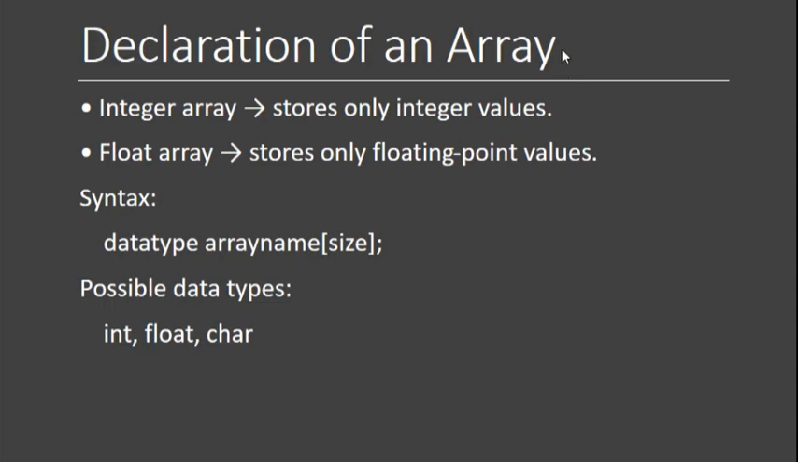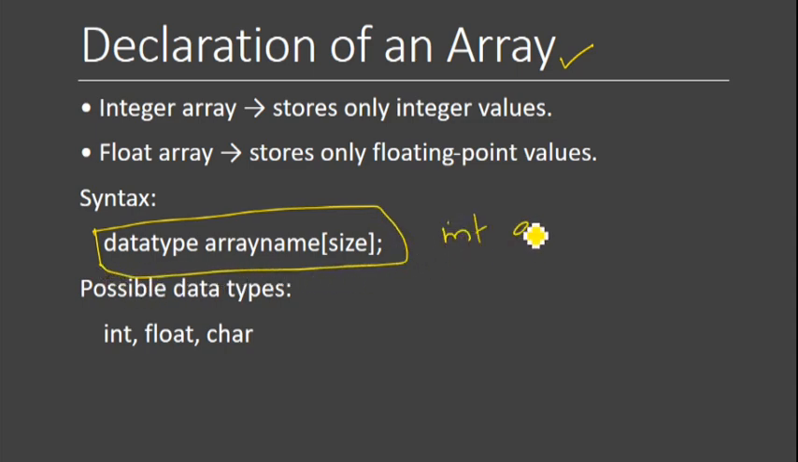Now, how do you declare an array? An array is a group of similar elements. We can declare an array by using the syntax: data type, array name, and size. For example, int is the data type, the array name is a, and the size is 5. We should mention the size. Now terminate with a semicolon. So, data type, array name.